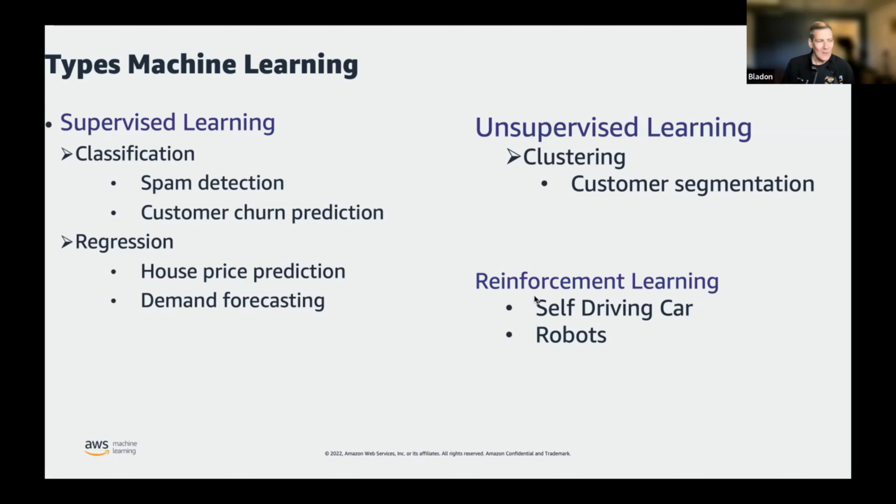And then finally, reinforced learning is a process of punishment and reward in a model. And so you teach the system by punishing it or rewarding it.